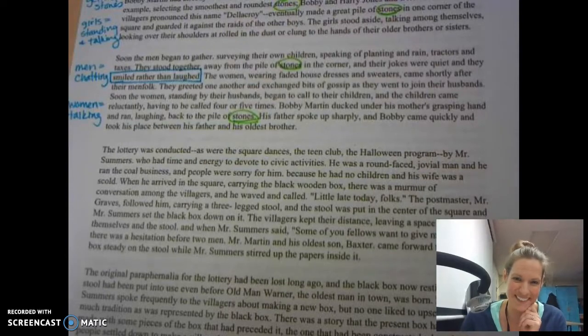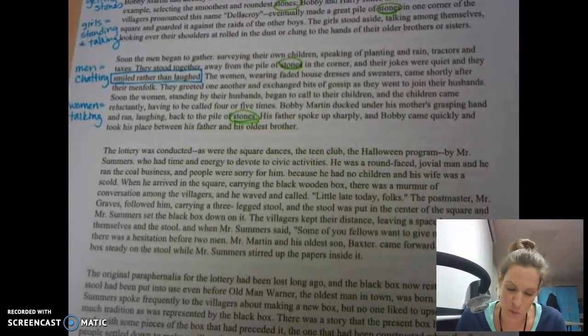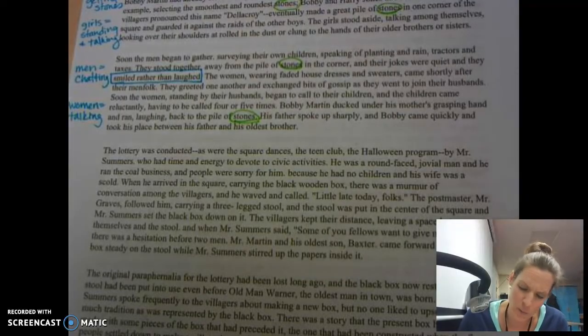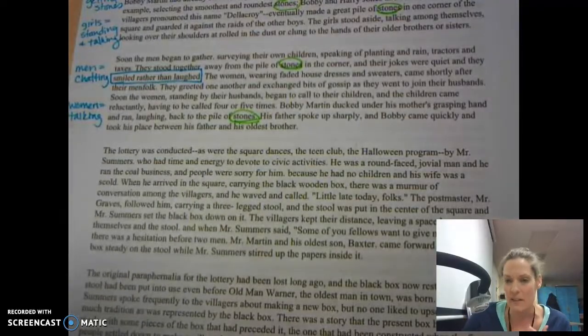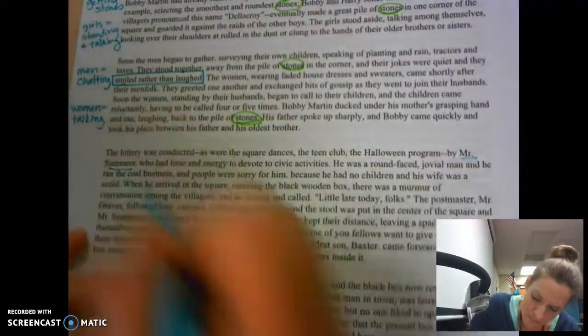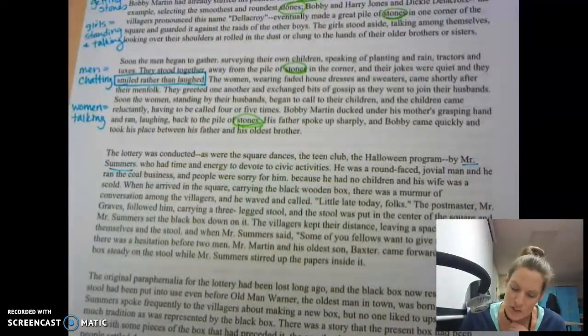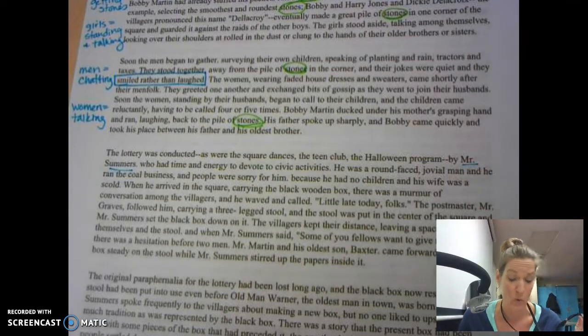Okay, are we ready? Here we go. "The lottery was conducted, as were the square dances, the teen club, the Halloween program, by Mr. Summers, who had time and energy to devote to civic activities." A civic activity is like what's happening in the community. So we got Mr. Summers. "He was a round-faced, jovial man, and he ran the coal business, and people were sorry for him, because he had no children and his wife was a scold." That's an interesting term.